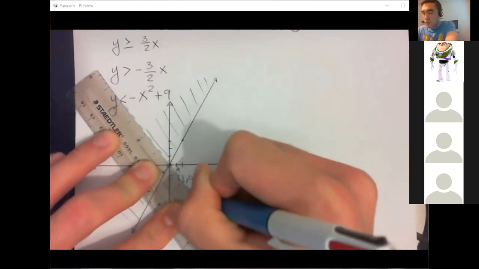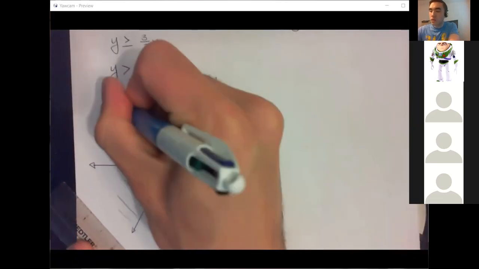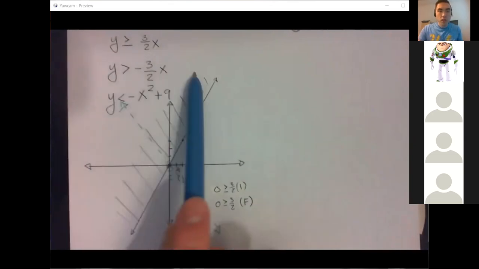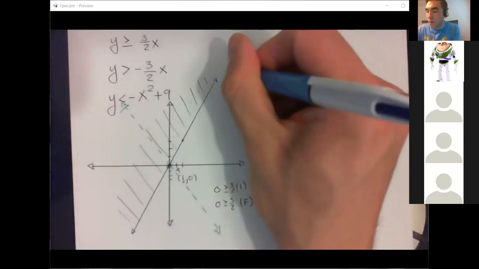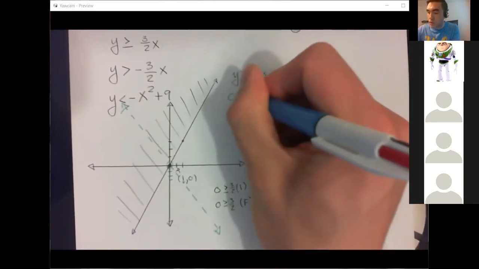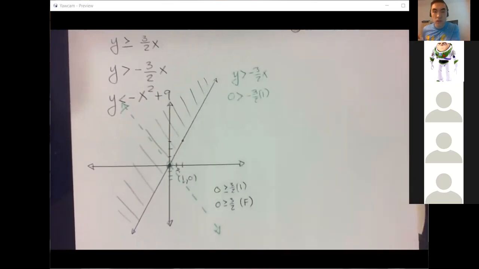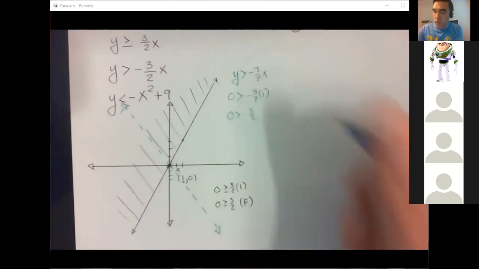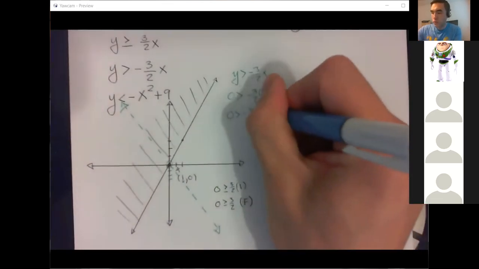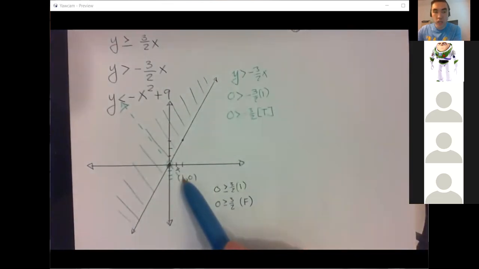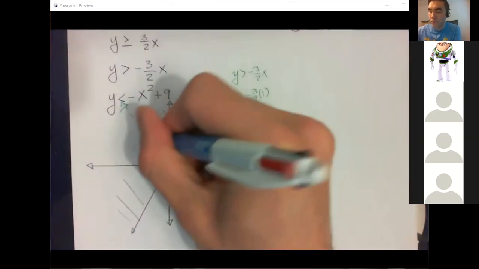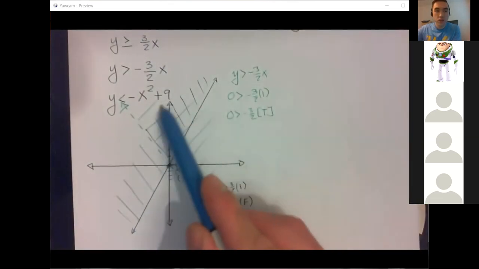And again, I would find myself testing a point in order to decide whether or not we're shading up or down. So for this one, I can also use the test point 1, 0. And so I'll plug that in here. And so that is to say that y is greater than -3/2 x. Plug in 1, 0, 0 is greater than -3/2 times 1. So 0 is greater than -3/2. Is that true or false? True. That is true. And so from here, I would shade from the green line towards that point. So even for this line, I will be shading up. And so up here is the overlap of these two regions.